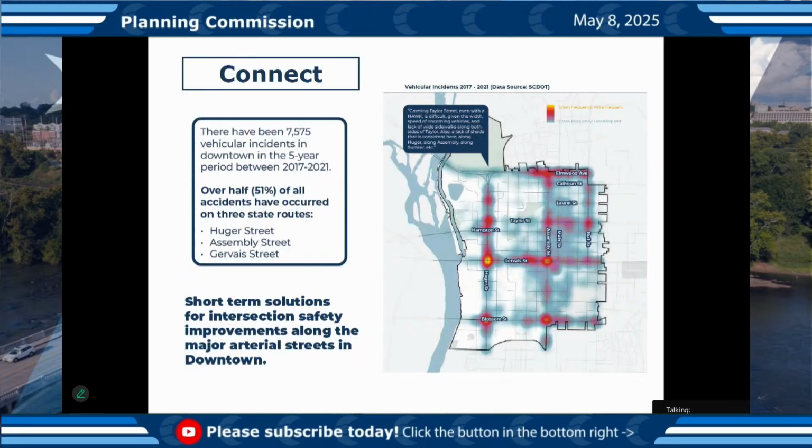So connect, this is really about safety at intersections, just recognizing that we have a lot of opportunities to improve safety in this, and we don't have to wait for huge streetscape improvements. This recommendation was really based on more surgical, quick, and not as expensive safety things that could be done in the short term to make intersections safer, before we get to some of the bigger infrastructure projects.